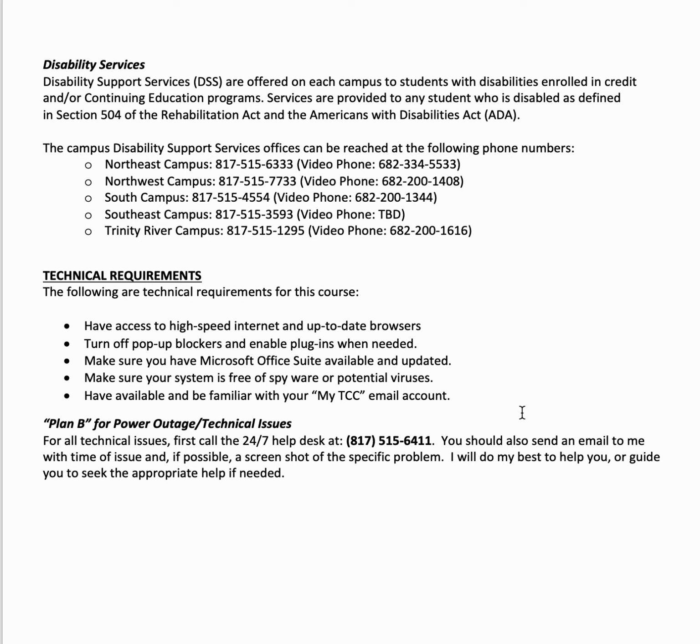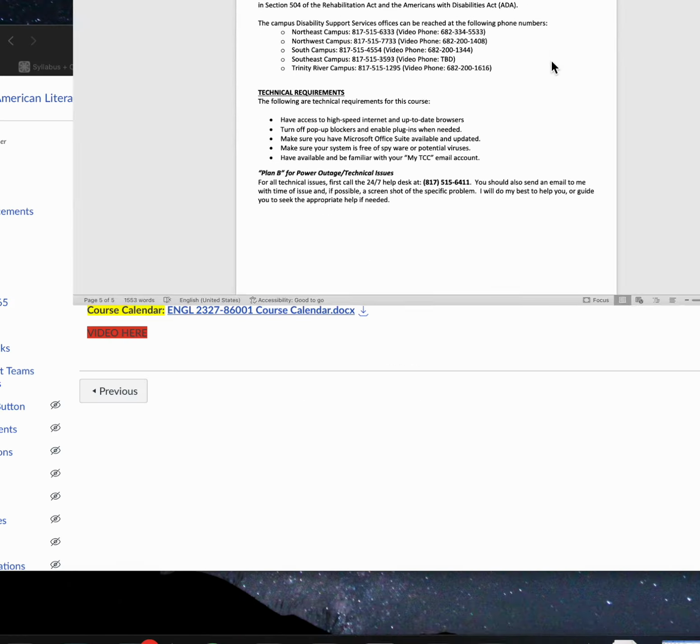And technical requirements, like I said, just make sure you have access to the internet. Make sure you have access to Canvas. If you have Canvas on your phone, and you probably should, make sure you have your notifications turned on. And if you have an issue that you need help with, call the Canvas help desk. You can also email me at the time of the issue, take a screenshot of it, and send it to me. I've taught on Canvas for many years, so I can probably give you some advice, and that should be it.